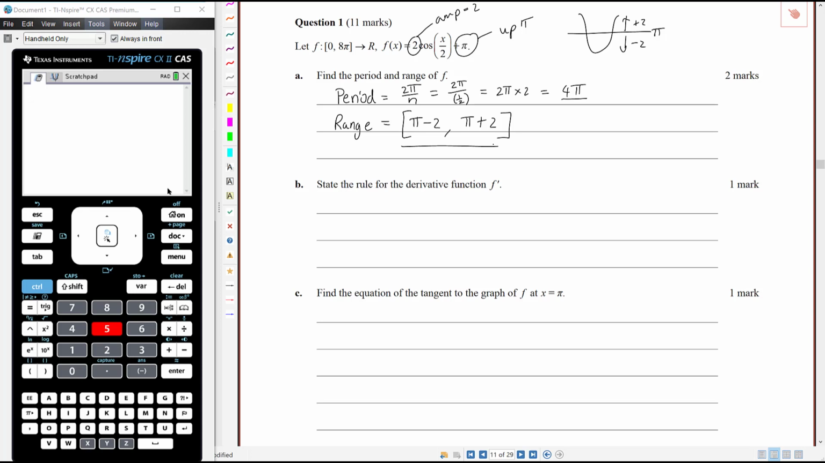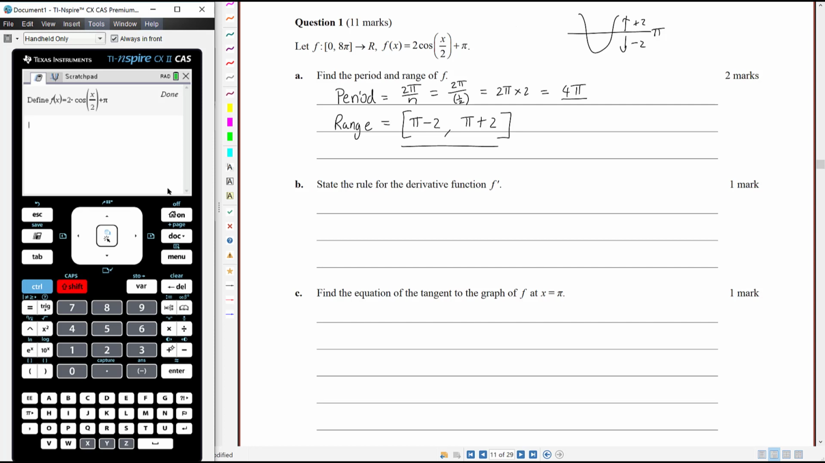State the rule for the derivative function f dash. Okay, so one of the other things we want to think about is efficient use of our CAS through these problems. One of the first things I generally do at the start of any extended response question, you usually have a function somewhere, I would be defining that so that I've then got it whenever I need it. 2 times cos of x on 2 plus pi. Okay. State the rule for the derivative.